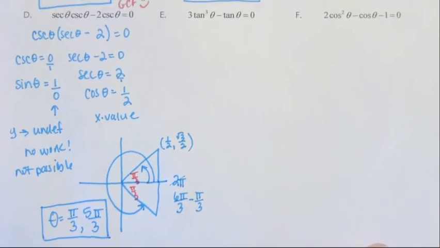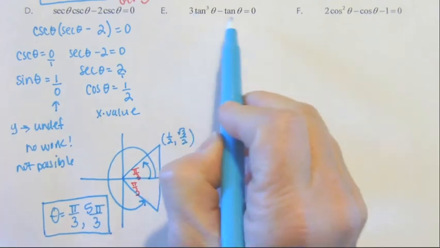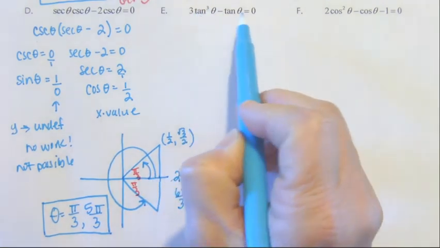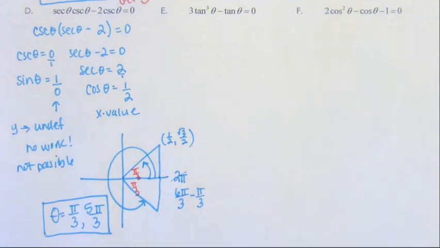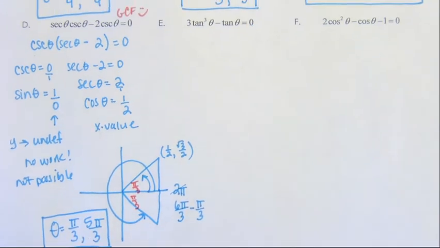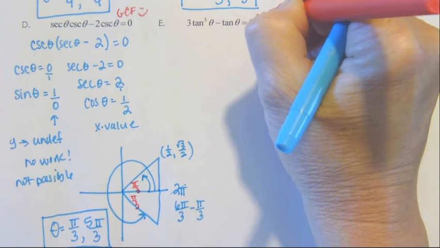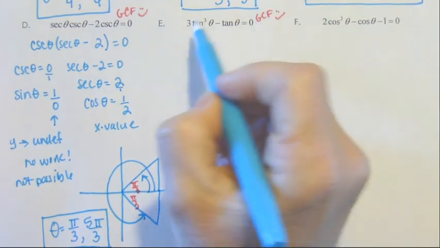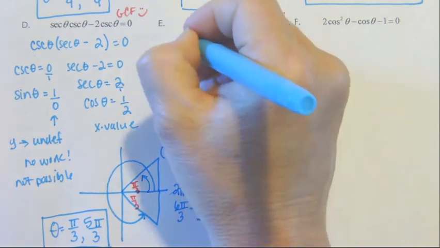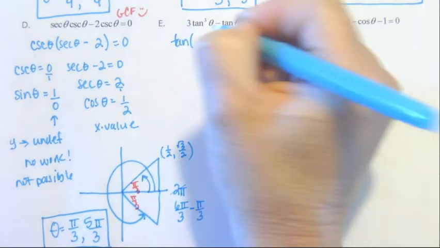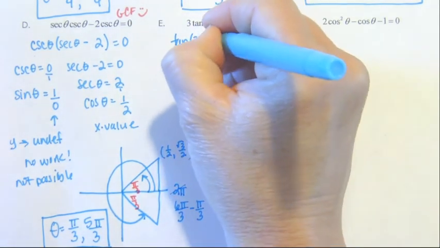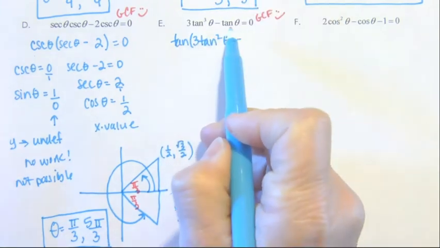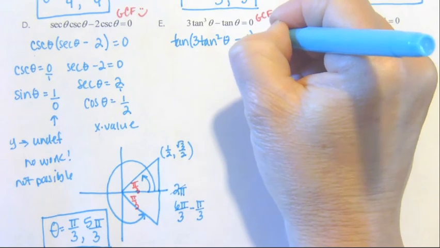Tangent. Again, we've got tangent twice. They're not like terms because this is tangent cubed, so I can't just put those together, but I can go ahead and factor out a GCF again. All right, so I'm going to divide tangent from both of those terms. So I've got tangent. I'm going to be left with 3 tangent squared theta minus tangent divided by tangent is 1.